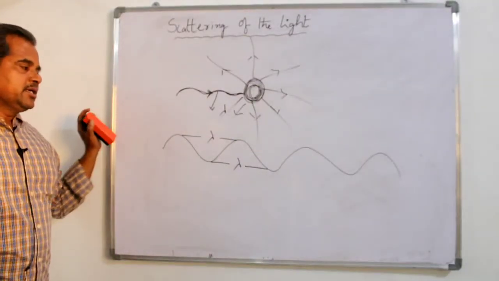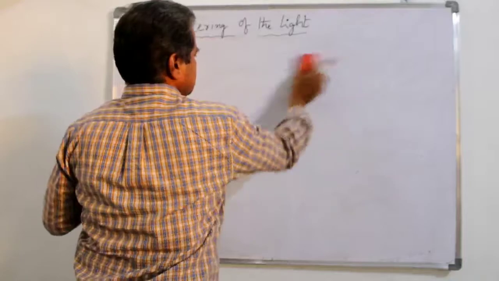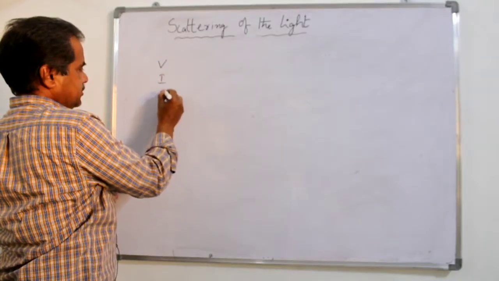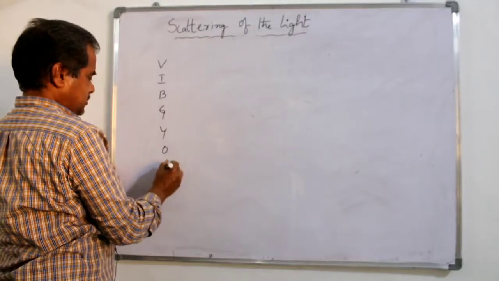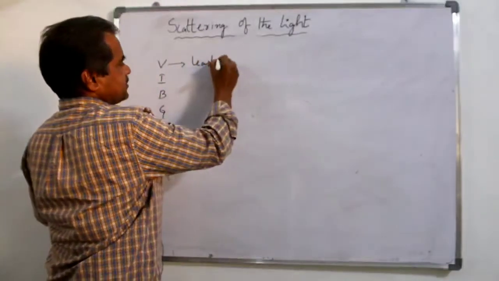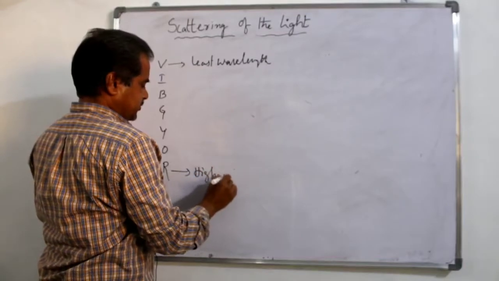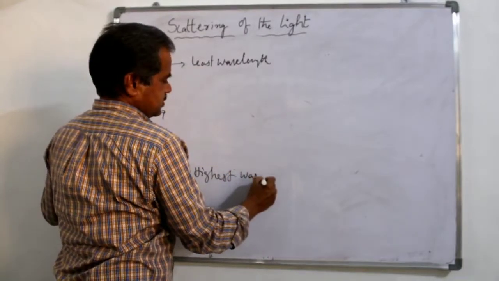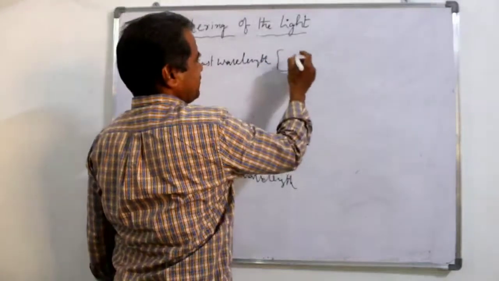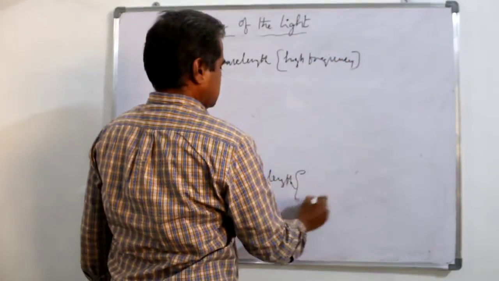But to understand this phenomenon very clearly, we have already known that the band of seven colors is called the spectrum, VIBGYOR. Violet has the least wavelength, a small wavelength. Red has the highest wavelength among all the colors of the spectrum. So less wavelength means high frequency, and higher wavelength means low frequency.